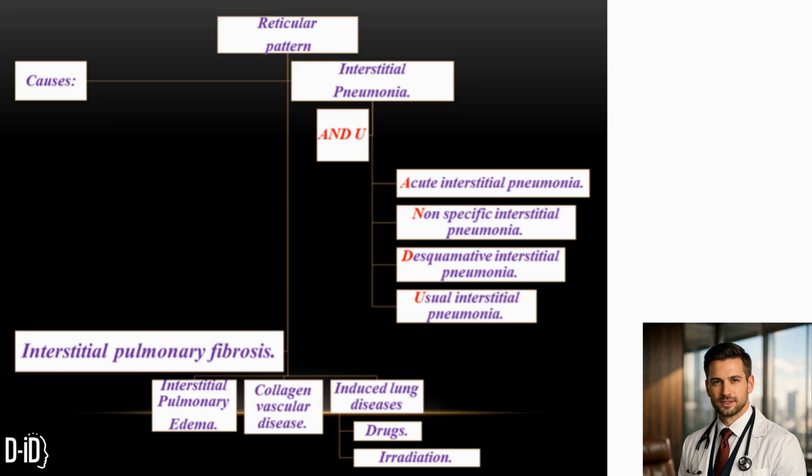Causes of reticular patterns: interstitial pulmonary edema, collagen vascular diseases, drug-induced lung diseases, irradiation-induced lung diseases, and interstitial pneumonia with the mnemonic AND U, where A is for acute interstitial pneumonia, N for non-specific interstitial pneumonia, D for desquamative interstitial pneumonia, and lastly U for usual interstitial pneumonia.